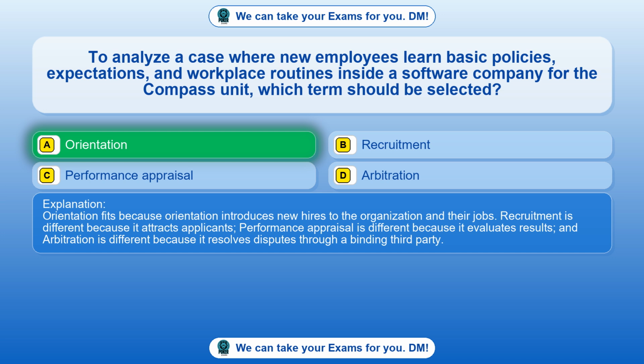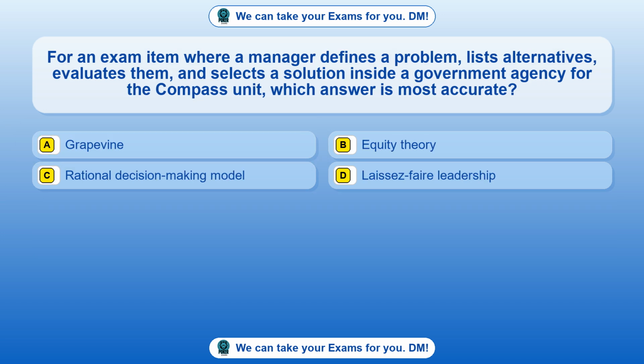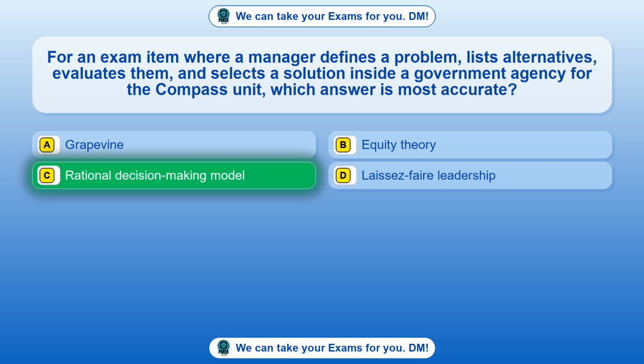Question 13. For an exam item where a manager defines a problem, lists alternatives, evaluates them, and selects a solution inside a government agency for the compass unit, which answer is most accurate? Option A, grapevine. Option B, equity theory. Option C, rational decision-making model. Option D, laissez-faire leadership. The correct answer is option C, rational decision-making model.